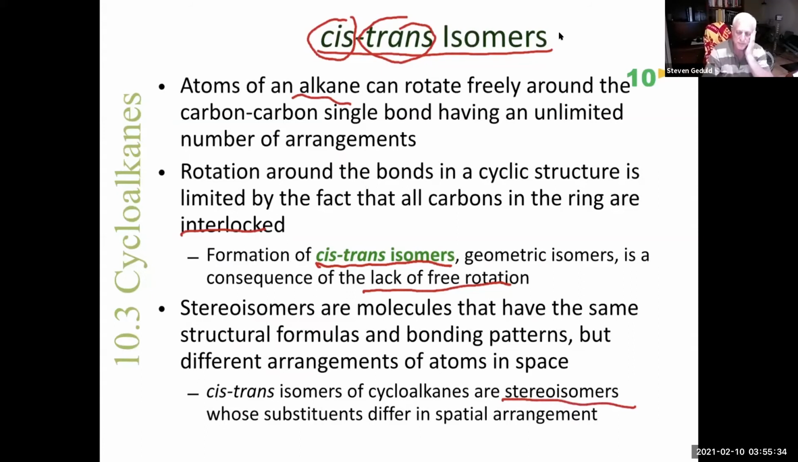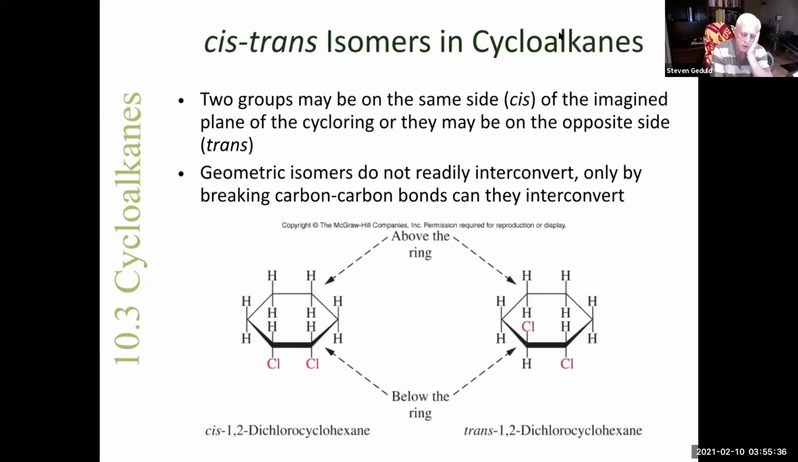Here's what we mean. You can see the chlorines are on the same side of the ring. It's a 3-dimensional image. You can see it on the same. So this is cis. So it's cis-1,2-dichlorocyclohexane. And here the chlorine atoms are on opposite sides. One's on top, one's on bottom. So that's trans-1,2-dichlorocyclohexane. Okay, so you have to look at it in a three-dimensional space here.